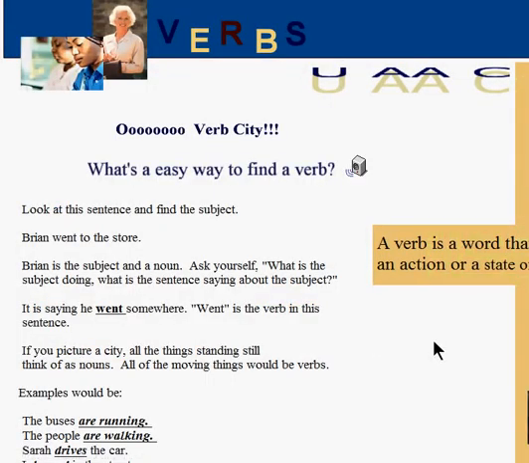What's an easy way to find a verb? Verb city. Look at this sentence and find the subject. Brian went to the store. Brian is the subject and a noun. Ask yourself, what is the subject doing? What is the sentence saying about the subject Brian? It is saying he went somewhere. Went is the verb in this sentence. If you picture a city, all the things standing still, think of as nouns. All of the moving things would be verbs.